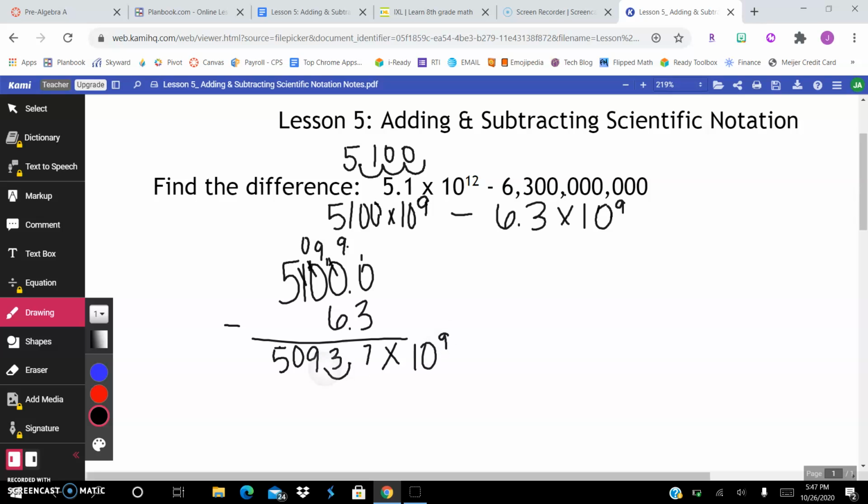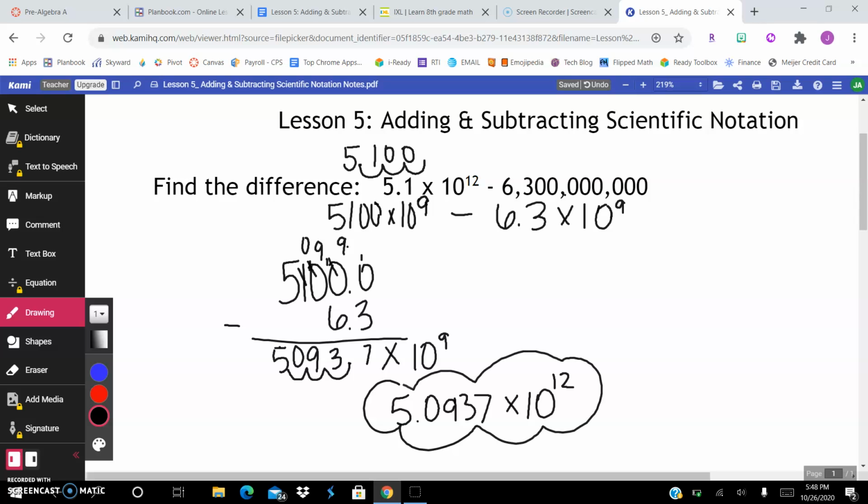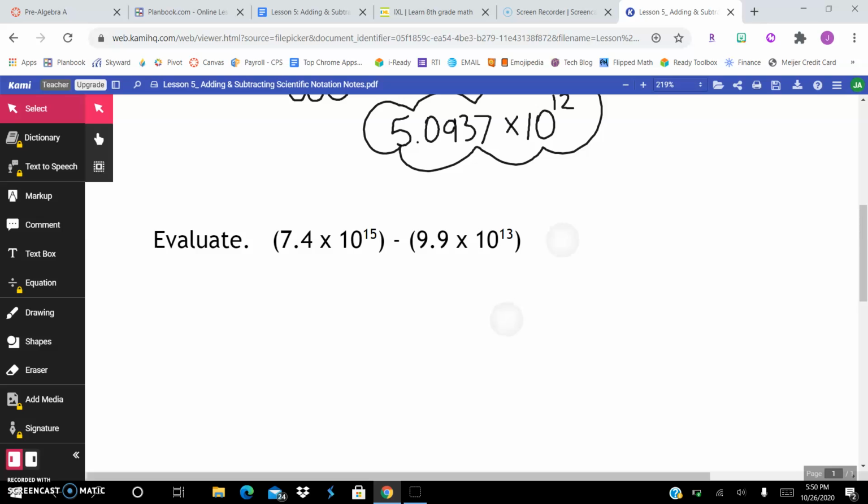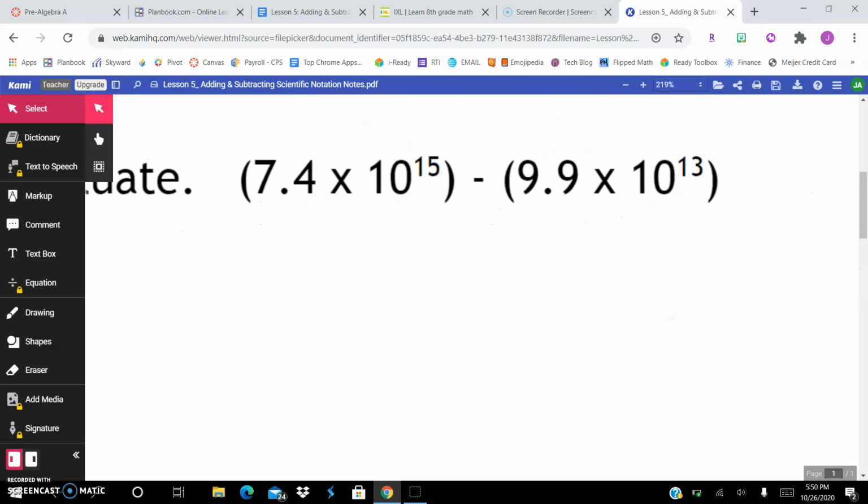But I have to move it back 1, 2, 3 spots so that it is in scientific notation. And moving it 3 more to the left would add 3 spots to that. So then that would become to the 12th power. For our next problem here, we have 7.4 times 10 to the 15th minus 9.9 times 10 to the 13th.